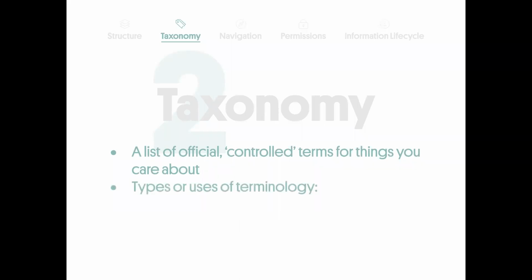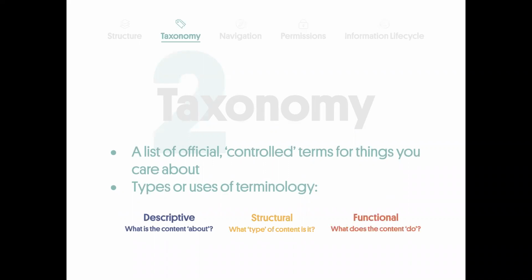There are a lot of different ways in which terminology can be used, particularly as labels within Confluence. So as you're putting together your list of terms, don't just put together your proper terms, but start to think about the uses of these terms as labels. They can be descriptive. They can help say what the content is about. They can be structural. They can describe the type of content it is. And they can be functional. They can describe what that content is supposed to do.